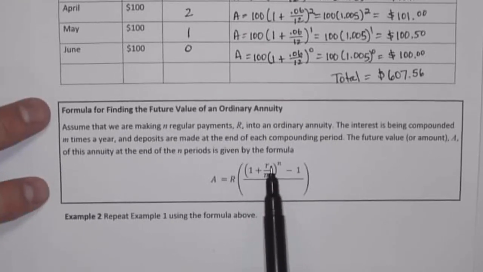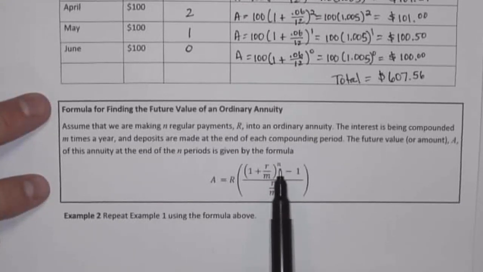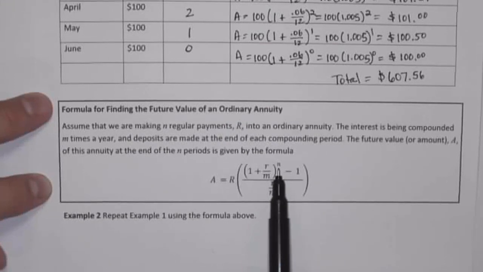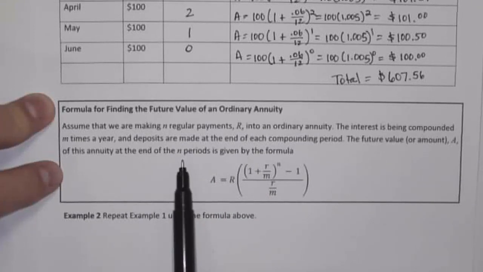So we're just taking r divided by M, and then N is the number of times that we actually do the calculations. Again, if we're compounding monthly and we're doing that for 10 years, then there would be 120 different times that we do the calculations. So that is the number of periods.